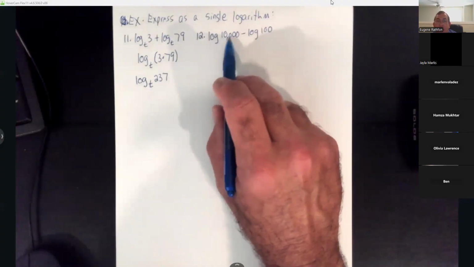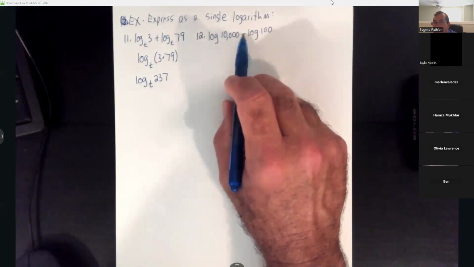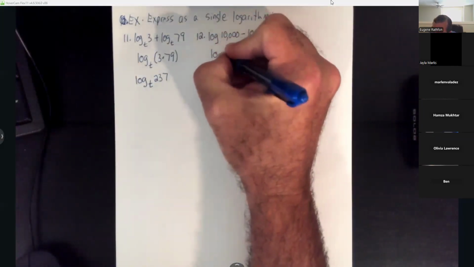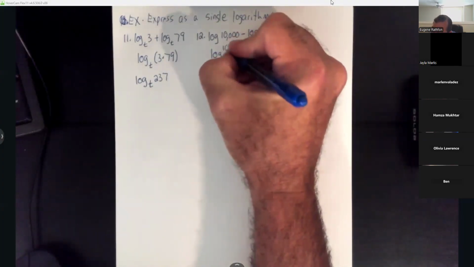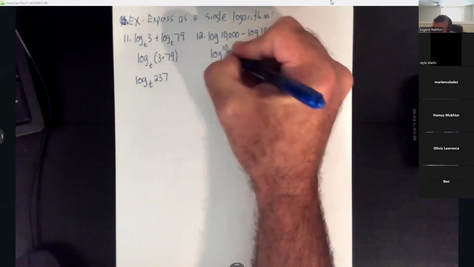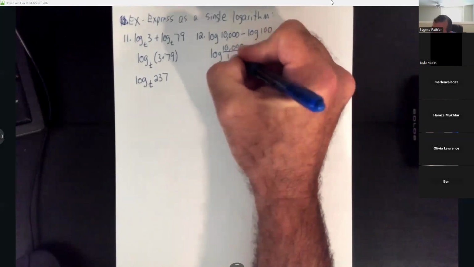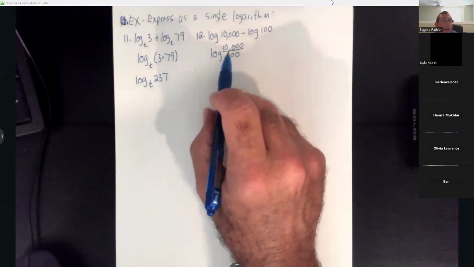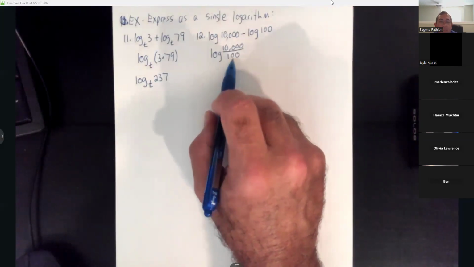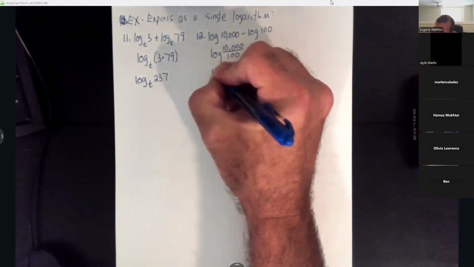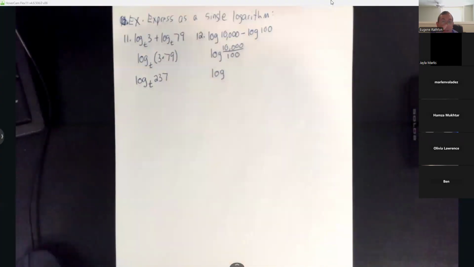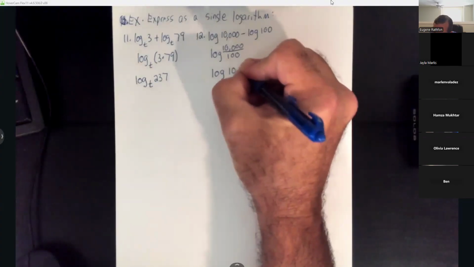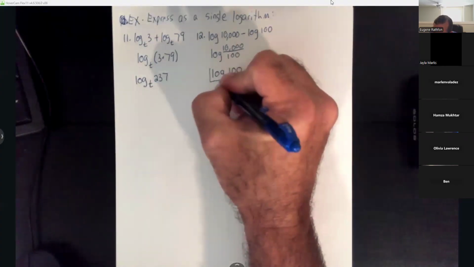The positive factor will be on top. The factor being subtracted will be on the bottom. So bring out your log. On top, we have 10,000 over 100. All right, so let's figure out what is 10,000 divided by 100. That'll give me a log of 100. So y'all, that's the first answer.